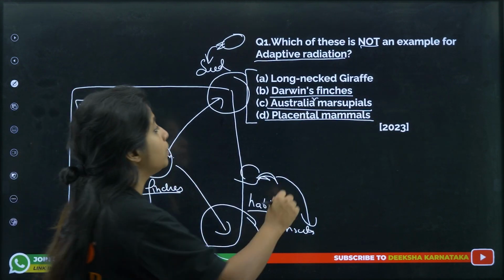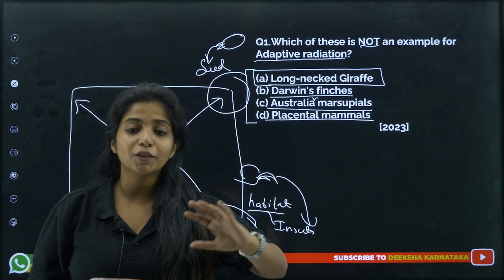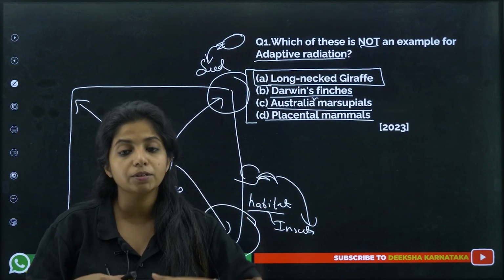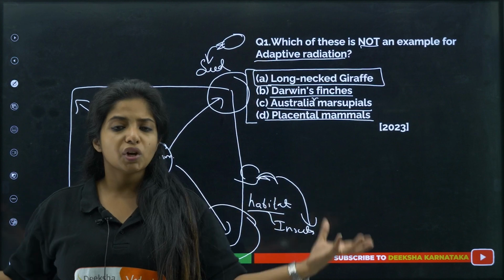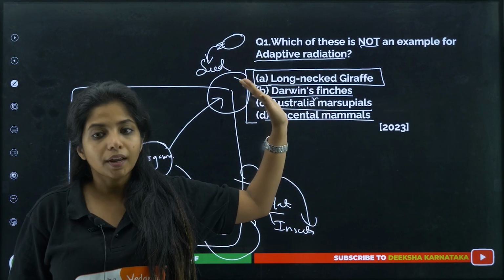What is not an example is the long-necked giraffe. Long-necked giraffe has nothing to do with adaptive radiation. There was no common organism which went to different locations. That's not how the long-necked giraffe came about. So this is not an example of adaptive radiation.